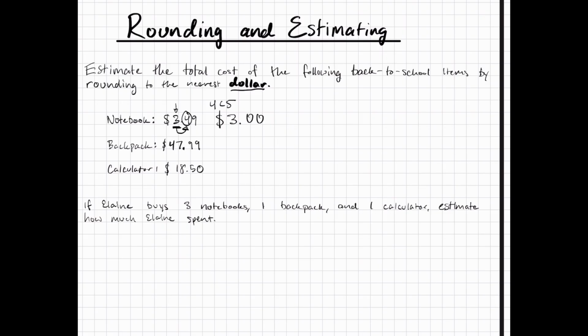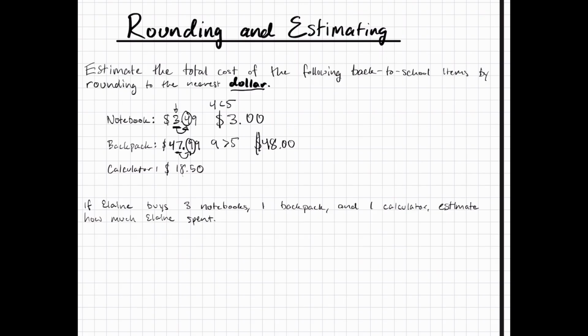Let's go to a backpack. To the nearest dollar, we want to round to the ones place. We look at the next number over, see a 9. Okay, so what is 9? Well, 9 is bigger than 5, certainly. So we're going to round up. So instead of saying $47, we're going to go to $48. Okay, so that's our rounded backpack price.